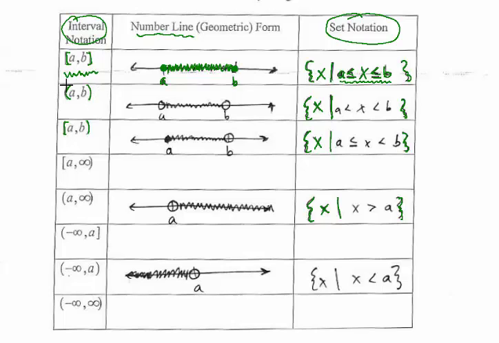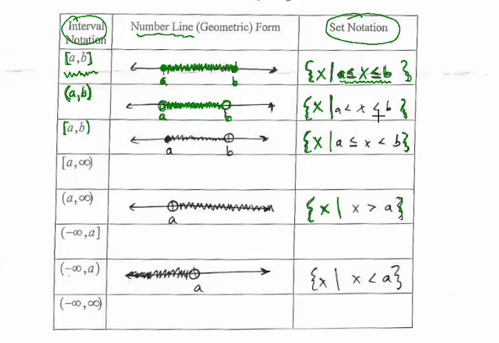For the second one, we have parentheses with an A and a B, a pair of numbers inside. And that is to communicate that we have any number in between A and B included in our interval, but A and B themselves are not included. So we place open dots in their respective places on the number line. Okay. So only the ones in between get shaded.